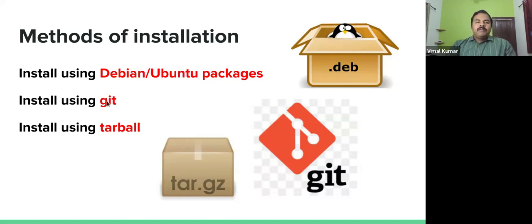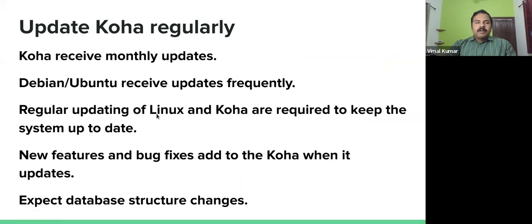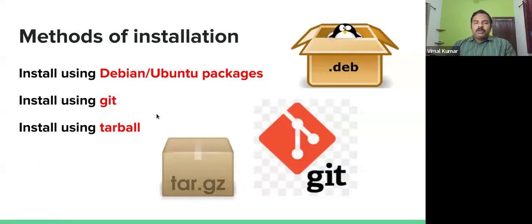Git means we can directly install it from source code. Another method available is the tarball. Tarball means source code in compressed format. Anyway, the first method is easy for everyone: install using Debian or Ubuntu packages.